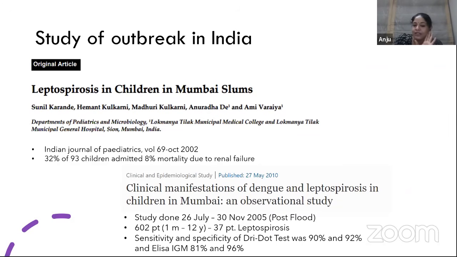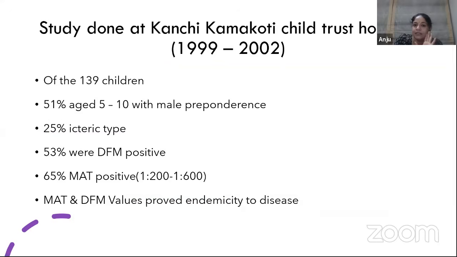Also, the efficacy of rapid tests like the dry dot test and ELISA was studied, and they were found to be equally effective. A study done in the early 2000s in Children's Hospital also showed that endemicity of a disease can be concluded by the MAT and DFM values, which came out quite high, highly positive, showing Tamil Nadu to also be an endemic area for leptospirosis.